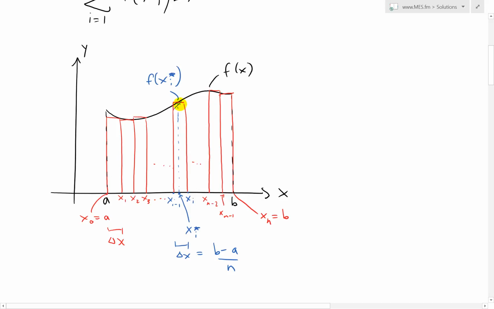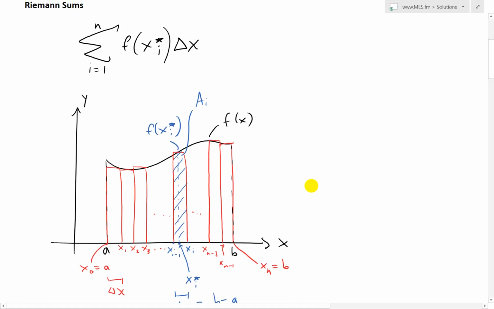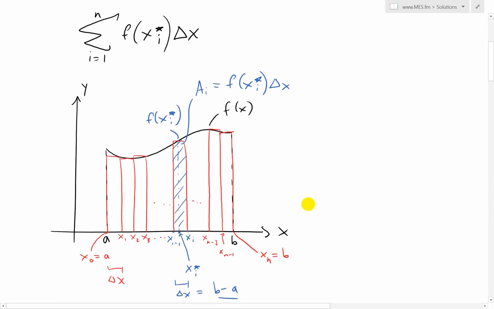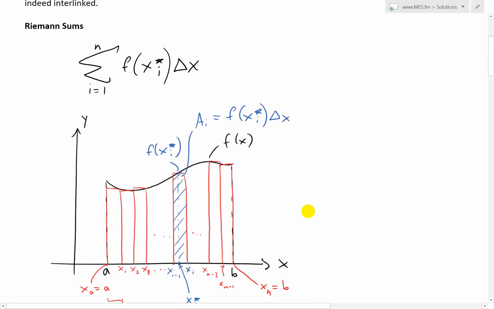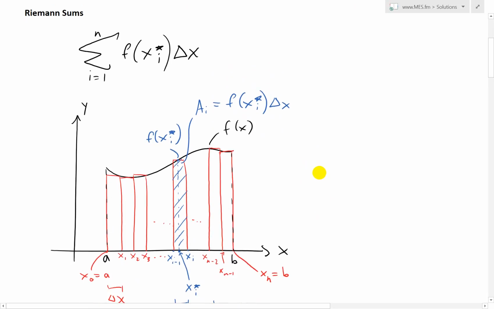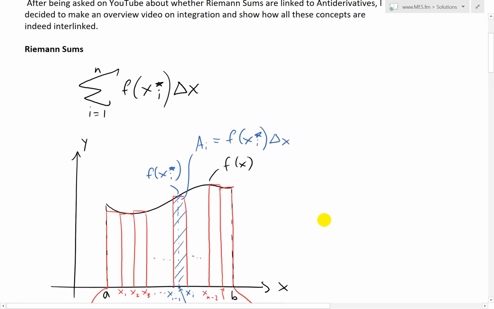And then the area across this whole thing right here, we'll call this A i for the ith rectangle, and this is just equal to f of x i star times delta x width. So the width delta x is the rectangle, delta x times the height of f of x i star, and then if we look at this Riemann sum, it's just the summation of all of these rectangles for an n amount of them.